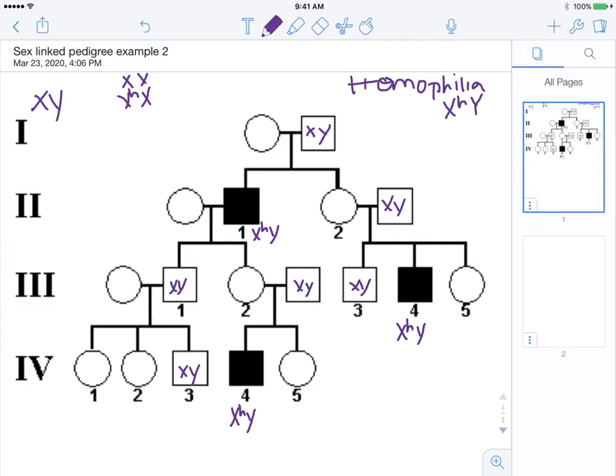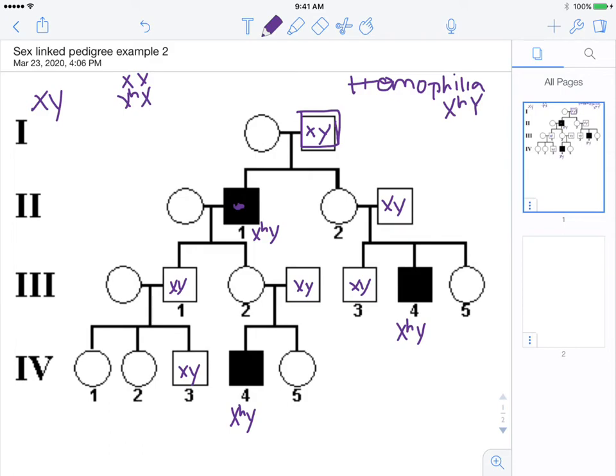For this one, let's just start at the top. So we have this female in generation 1 who has children, a boy and a girl, individuals number 1 and 2 in generation 2. The dad here in generation 1 is unaffected. So we know that he is giving an X chromosome to his daughters and a Y chromosome to his sons. He gave the Y chromosome to person number 1 in generation 2. So that means that this son got an affected X chromosome from his mother.